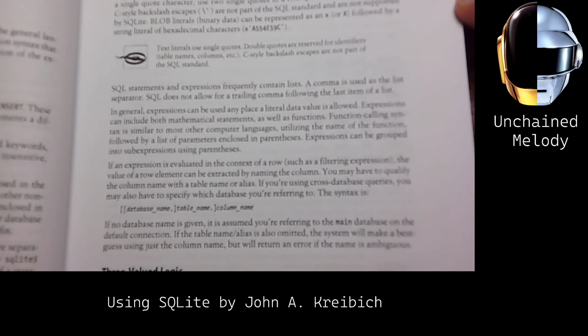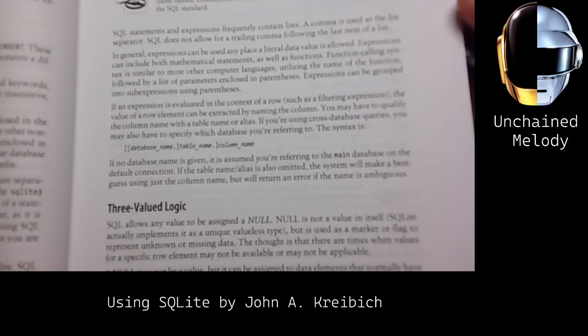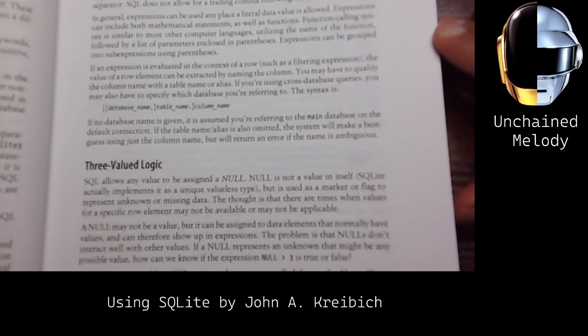You may have to qualify the column name with a table name or alias. If you are using cross-database queries, you may also have to specify which database you are referring to. The syntax is database name, then table name, and column name. If no database name is given, it is assumed you are referring to the main database on the default connection. If the table name or alias is omitted, the system will make a best guess using the column name, but will return an error if the name is ambiguous.